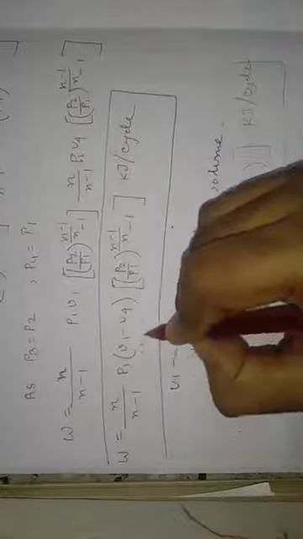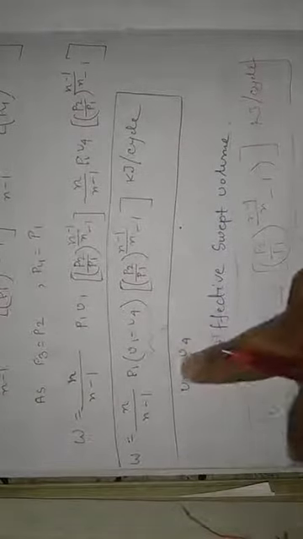Now when you consider that there is some clearance, that is the difference. Here it is V1, and here in terms of V1 it is V1 minus V4. That means this is your effective swept volume. So this is the work done required when the clearance is given in the piston cylinder assembly. This is the work done.